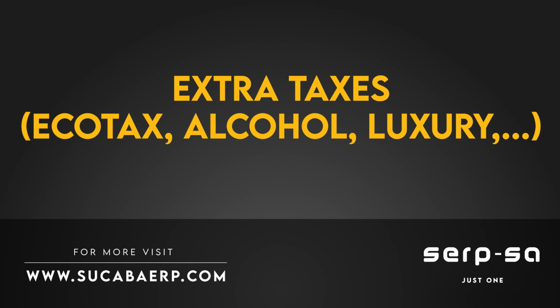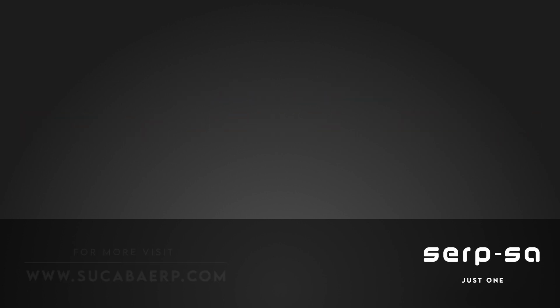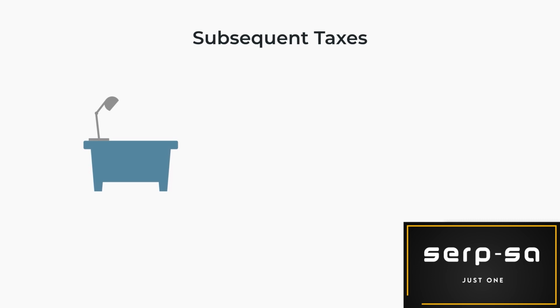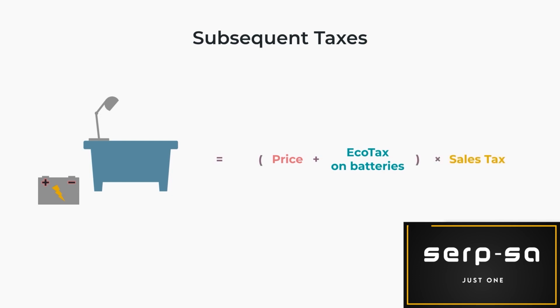For example, at my company, Stealthy Wood, some of our very special desks have secret drawers with high-tech electronic devices inside. We use rechargeable batteries to power them. And with our country's legislation, we have to include an additional eco-tax for the rechargeable battery. This tax is in turn taxed with the usual VAT.